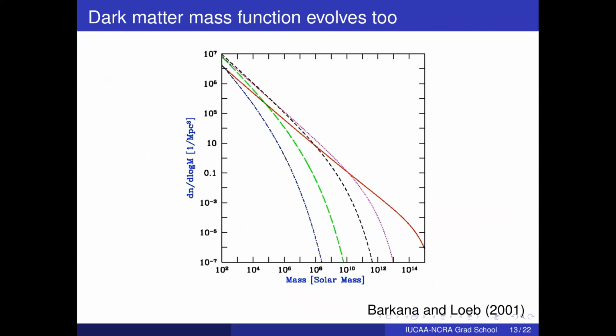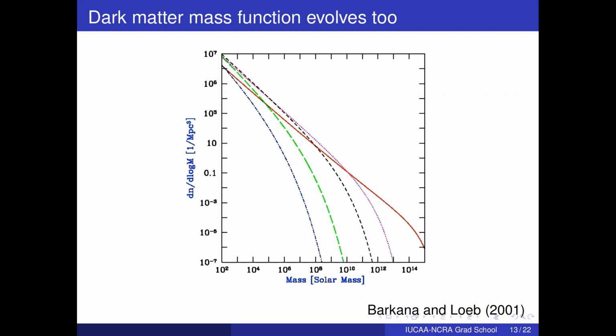Now, it is not just the baryonic matter which is evolving with time. The dark matter halos are also evolving. This is from a very important review paper by Barkana and Loeb in 2001, where they studied the current understanding at that time of dark matter only simulations. And these simulations invariably show that the dark matter mass function also evolves with time.